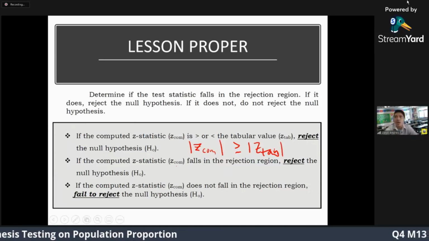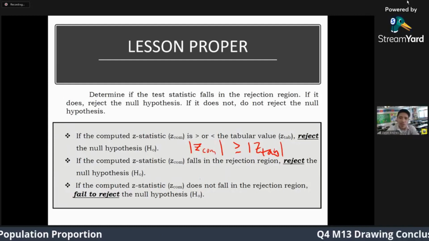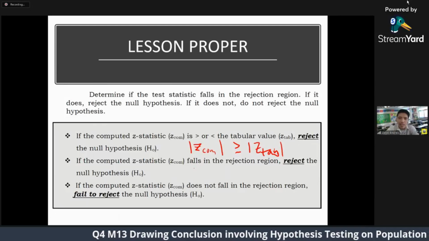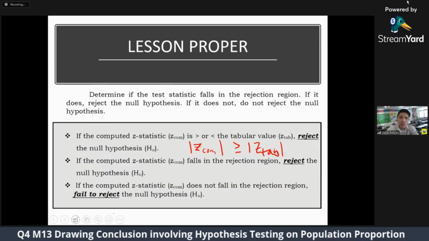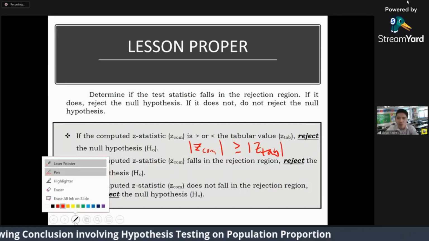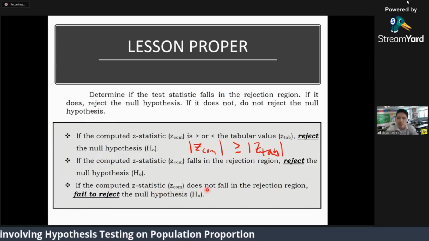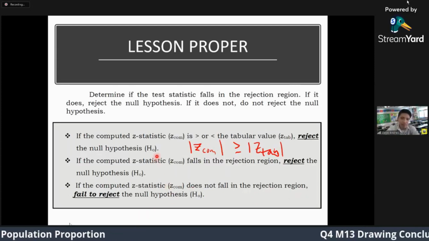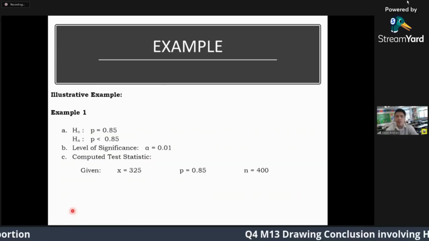Pero kung sa graph, dali na lang man siya. Kung ang Z statistic gani falls in the rejection region, so reject. If the computed Z statistic does not fall in the rejection region, then do not reject. Ingon na lang kasimple. So, example ta.